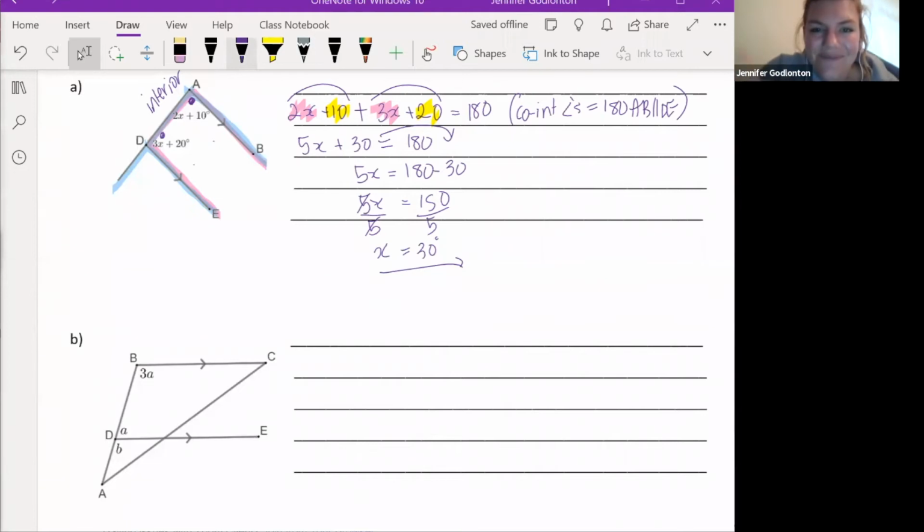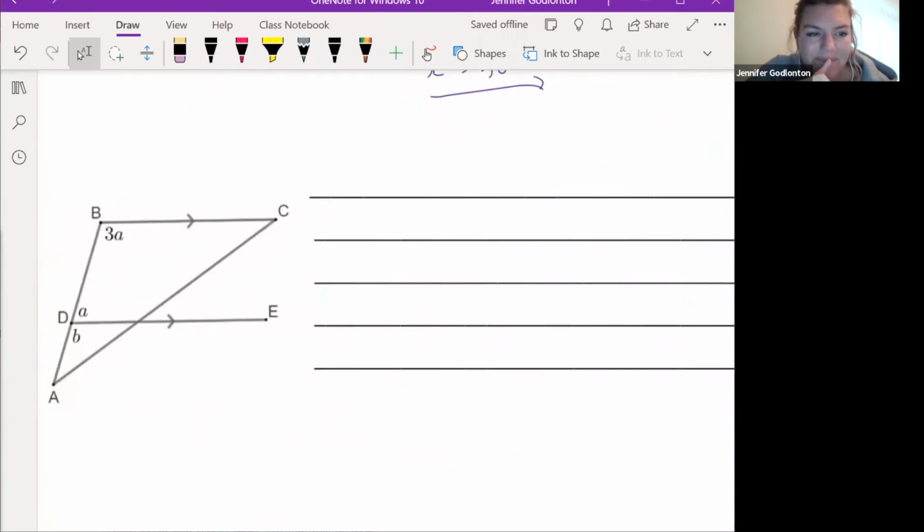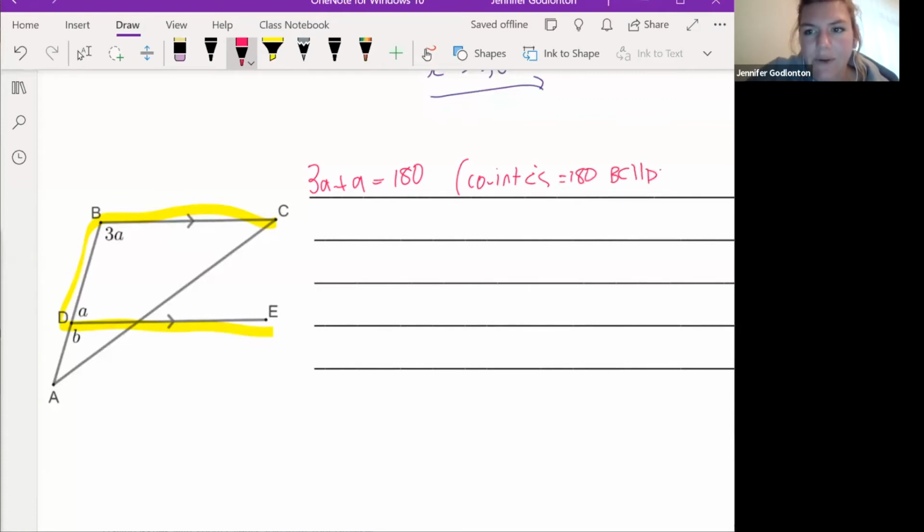Hello, ma'am. Okay, talk us through what we're going to do here. We're going to say 3A plus A is equal to 180 degrees. What's my reason? Co-interior angles equal 180, and BC is parallel to DE. Perfect. Next line: 4A is equal to 180 degrees. And then A is equal to 45 degrees.